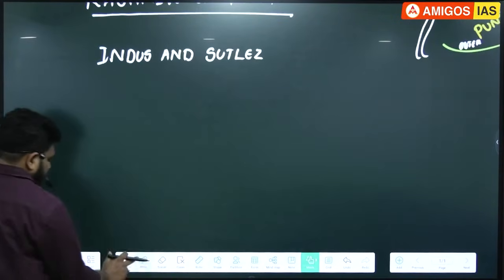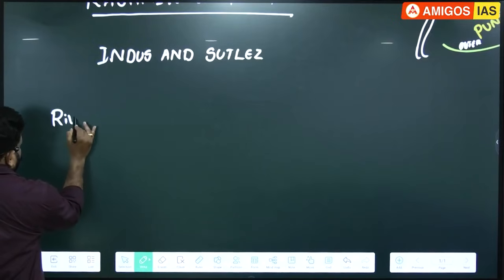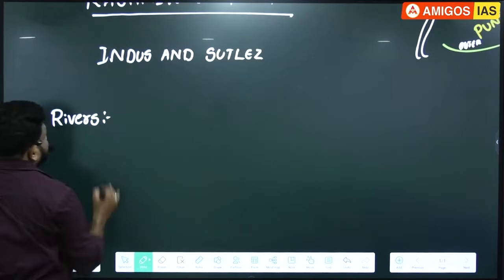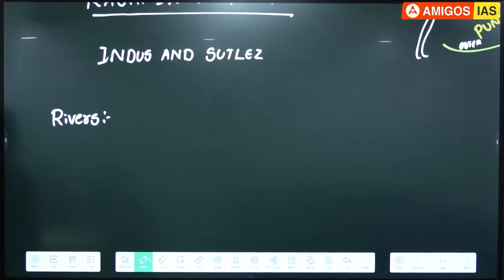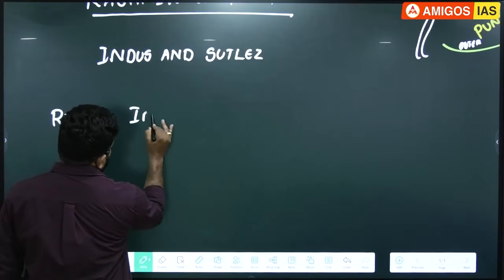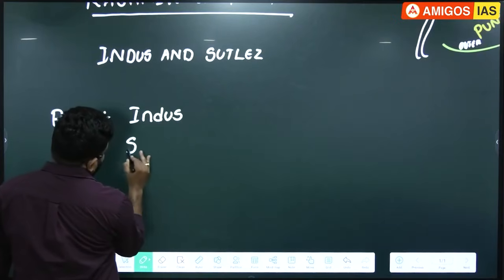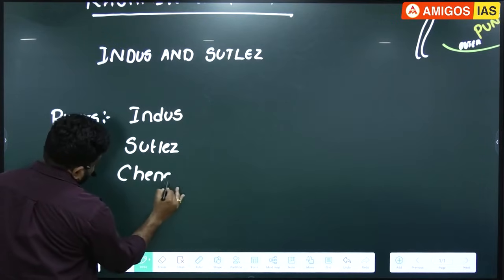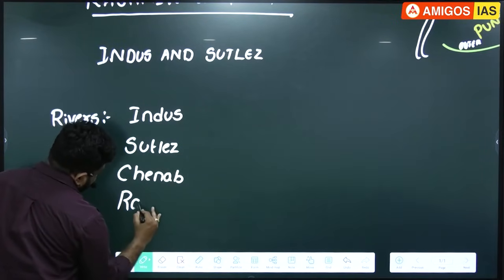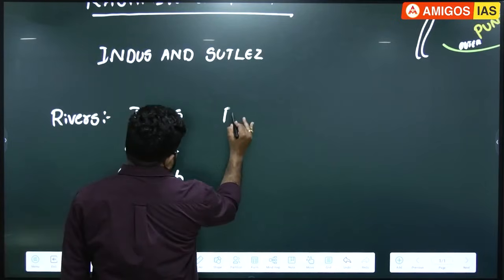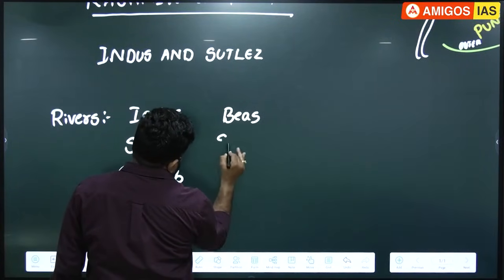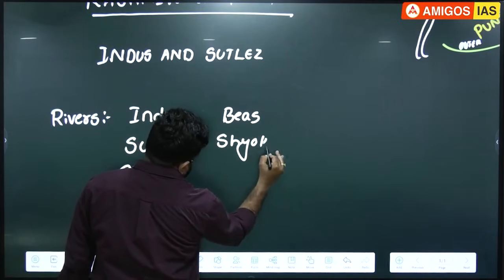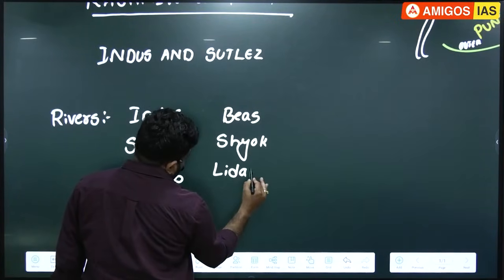The next point, the important rivers. The important rivers in this Himalayas are, obviously, what is the first one? Indus. What is the second one? Satluj. The next one is Chenab, Ravi, Beas, Shyok, Lidar. Copy all these things.